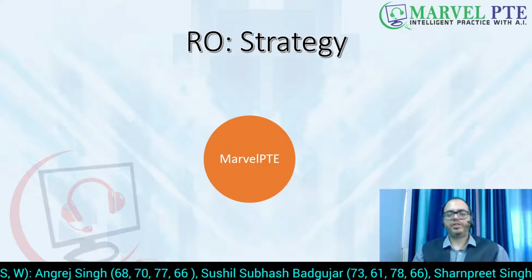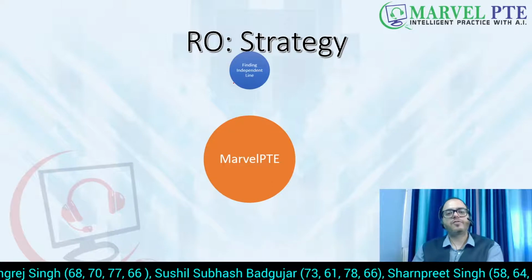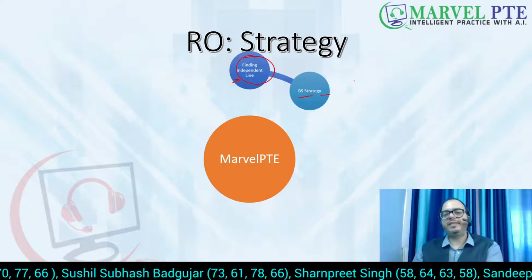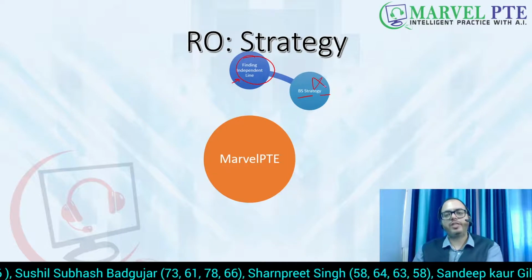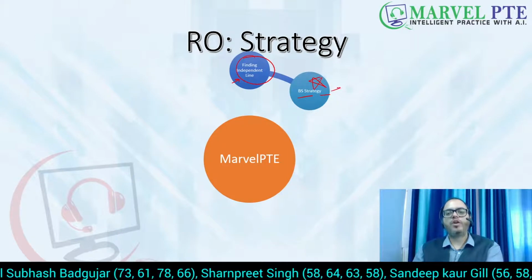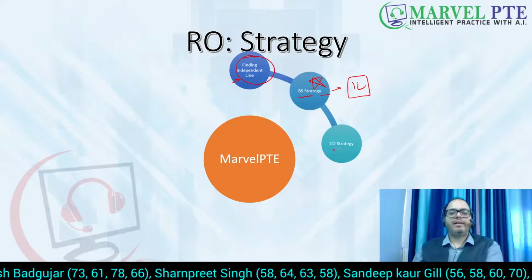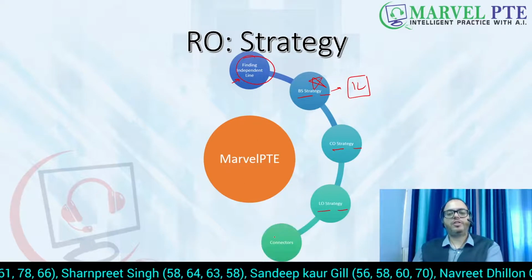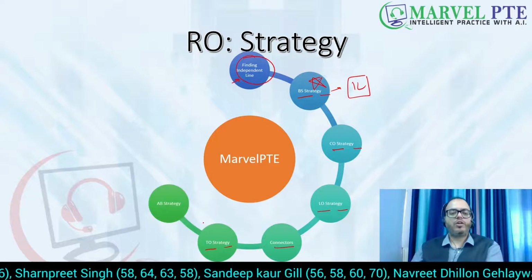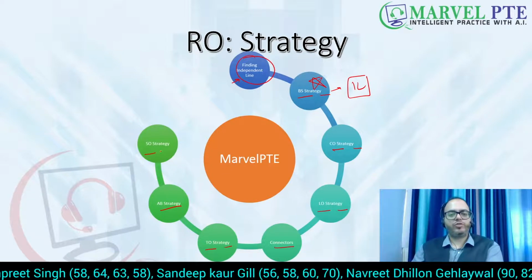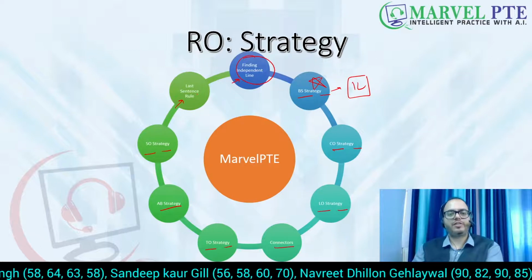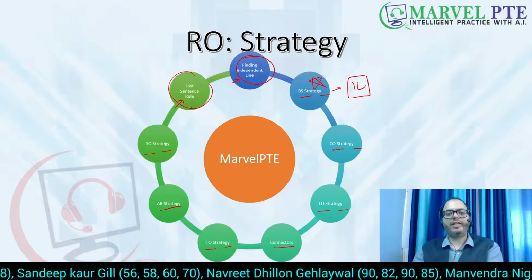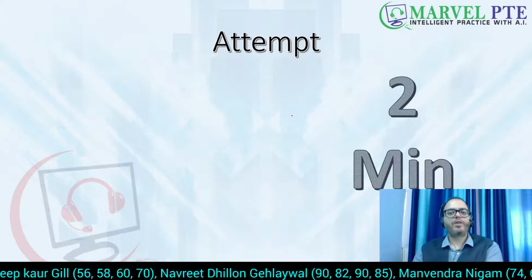And what are the strategies? The strategies for reorder paragraphs are, the first we have to find independent line. Then we can use BS strategy, which is brought to specific strategy. You have seen its usage today for finding independent line. Then CO strategy, chronological order strategy, LO strategy, logical order strategy, connectors, topical order strategy, AB strategy, SO strategy, subject object strategy, and last sentence rules. So these are the strategies which we have to use, or which we can use for solving our reorder paragraphs.